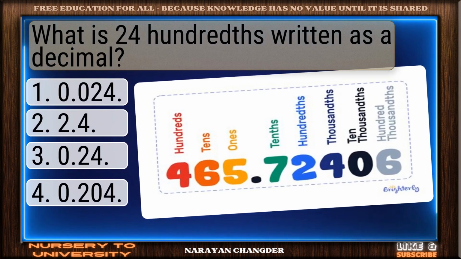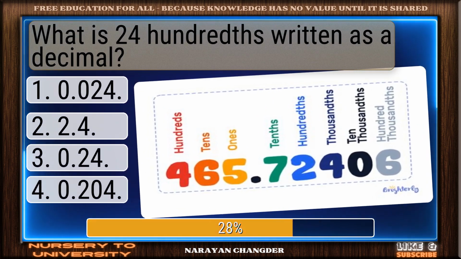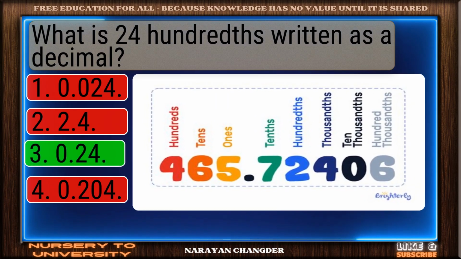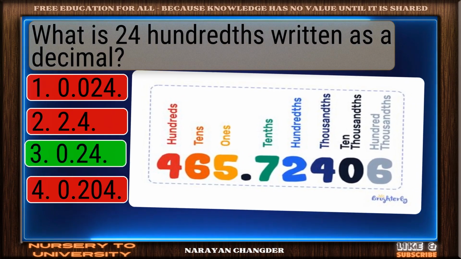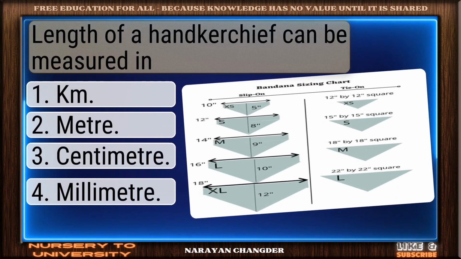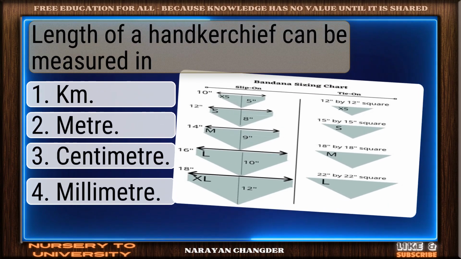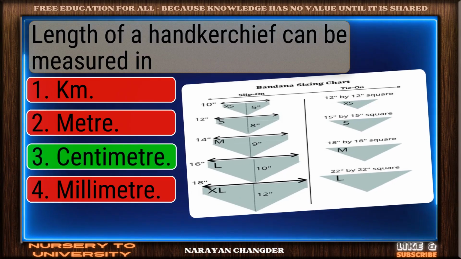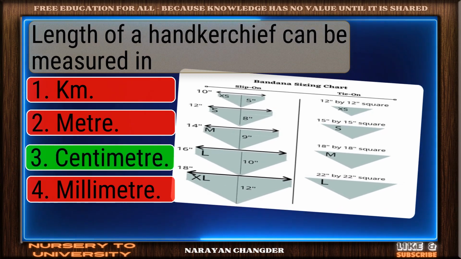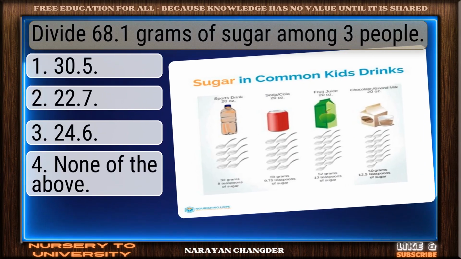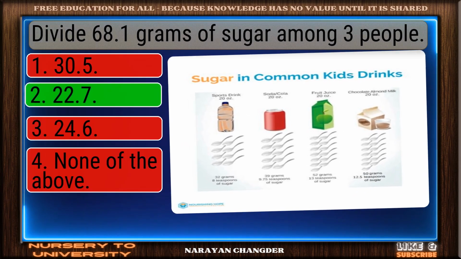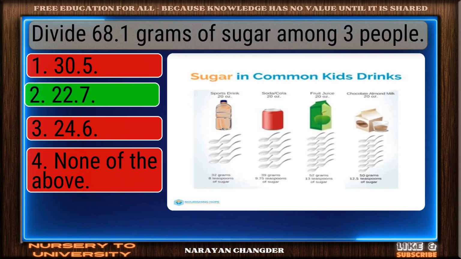What is 24/100ths written as a decimal? Correct response. 0.24 is the most accurate answer. Length of a handkerchief can be measured in. Well done. Centimeter is the right choice. Divide 68.1 grams of sugar among 3 people. 22.7 is an accurate answer.